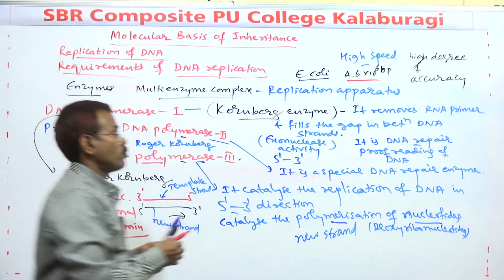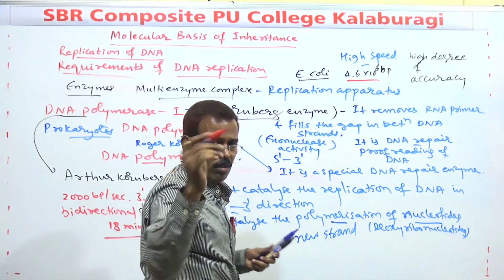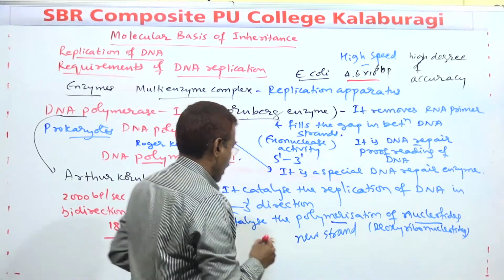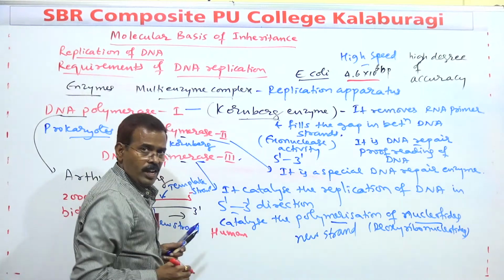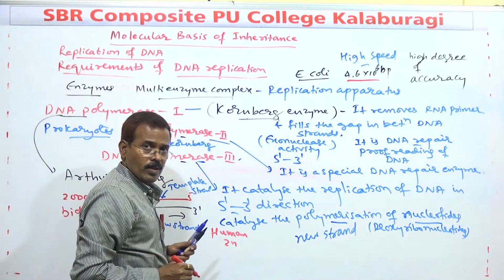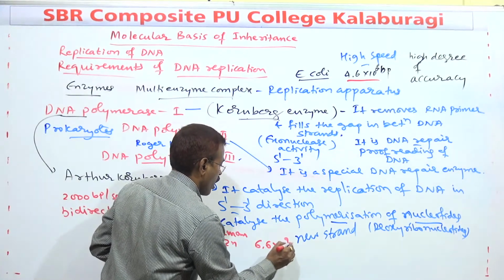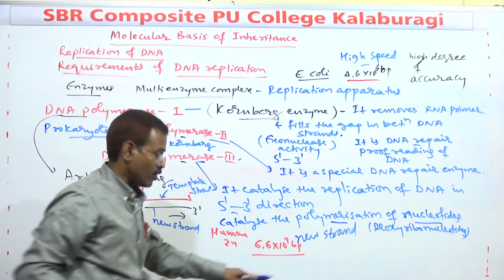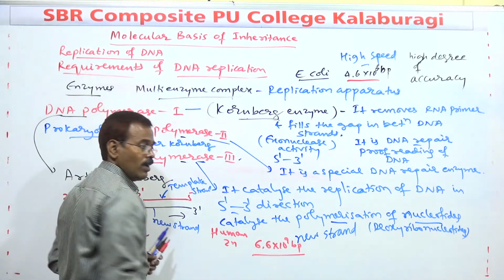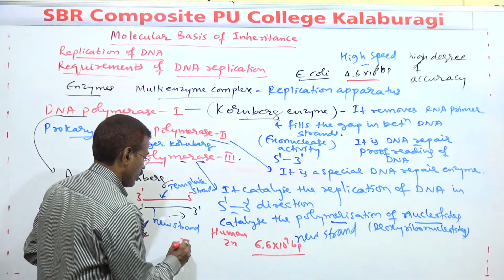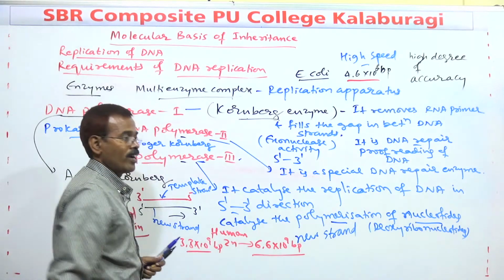The number of base pairs in a prokaryote like E. coli is lesser. Whereas in human beings, the diploid number of base pairs is 6.6 into 10 to the power 9. The number of base pairs is more in human beings. The haploid genome is 3.3 into 10 to the power 9 base pairs, and this is the diploid genome.